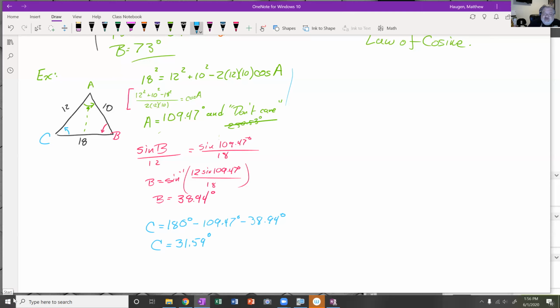And again, notice the big side length gave us the big angle, 109. The medium side length gave us the medium angle, 38, almost 39 degrees. The small side gave us the small angle, 31 degrees. Has to happen, always true. And surprisingly handy sometimes.